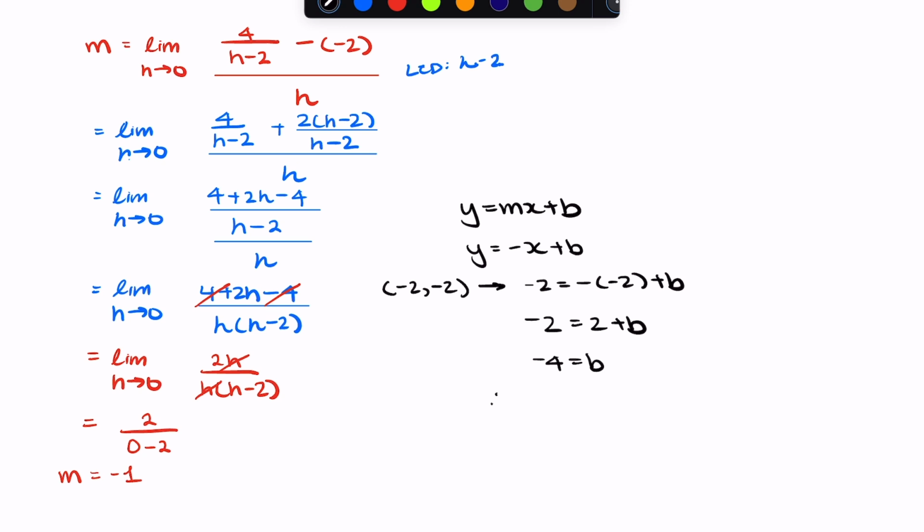And therefore, the equation of the tangent line at x is equal to negative 2 is y is equal to negative x minus 4.